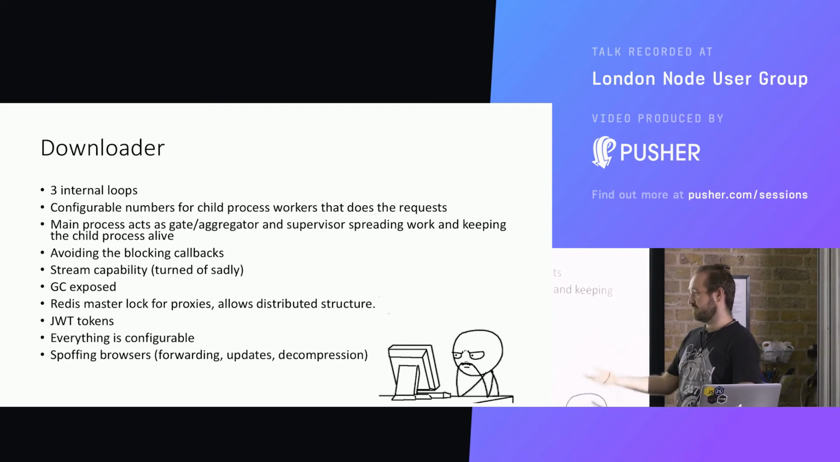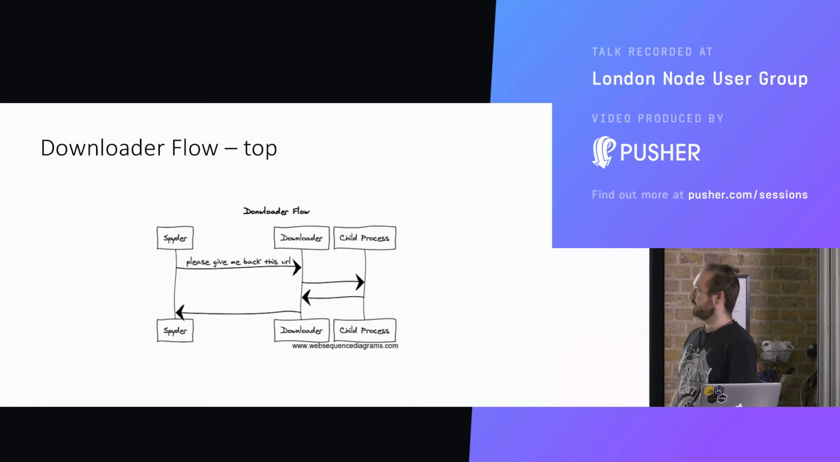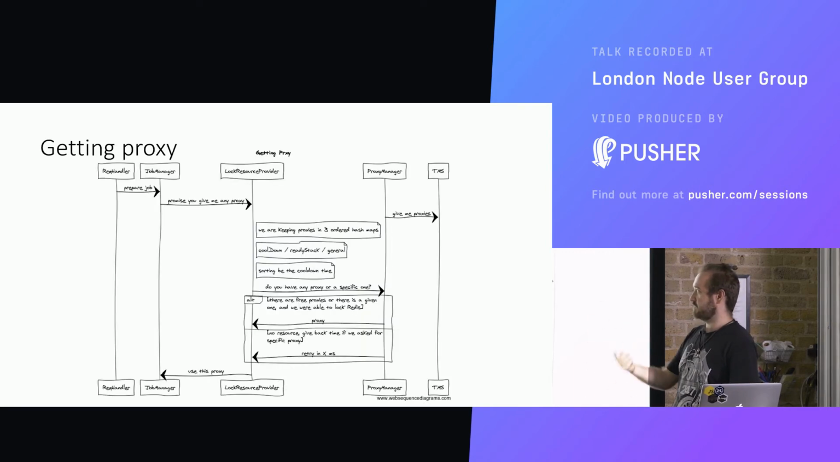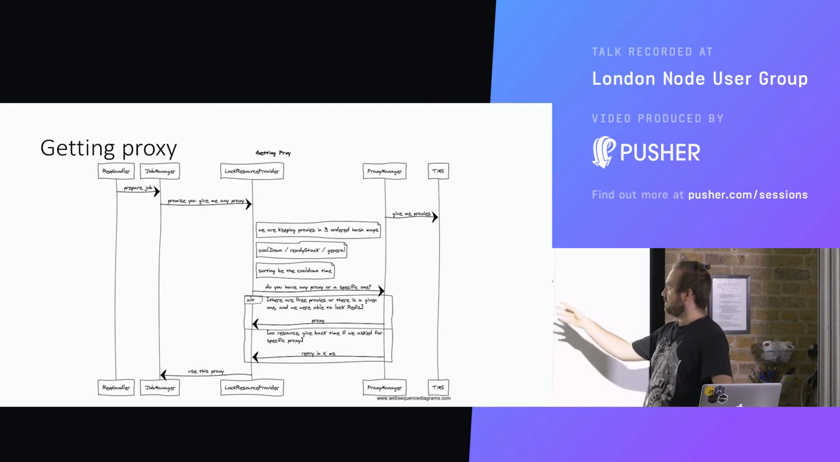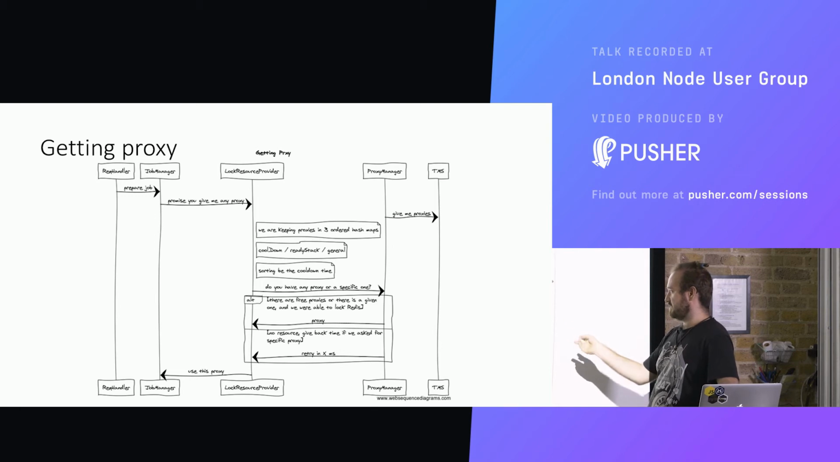And yeah, the downloader was the part on our side responsible for spoofing browsers, forwarding updates, and compression, whatever you wanted there. This is the part of the system that would be doing all this hard work. So as I said, something comes to the downloader, goes to a child process, the content comes back, goes to the spider, and this goes back again. The lock resource provider and proxy manager are an interesting structure.